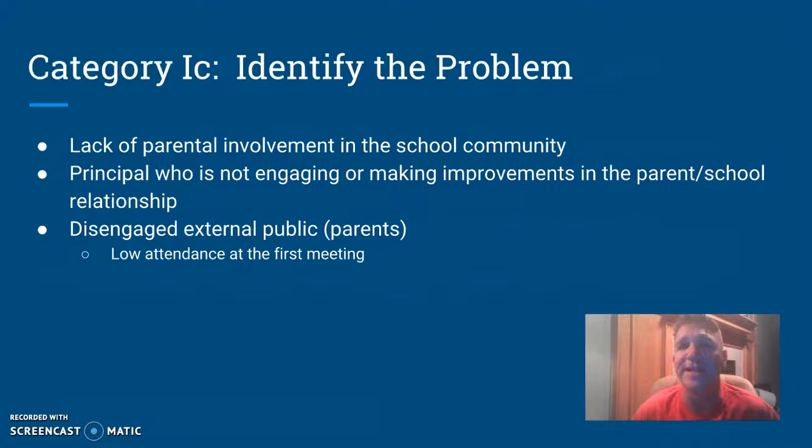Category 1C asks me to identify the problem, and the obvious problem here is we have a lack of parental involvement in this school community. Next, we have a principal who's currently not engaging or taking steps to improve the parent and school relationship. And one of our external publics, our parents, are completely disengaged, and this is evident from the low attendance at the meeting scheduled by the assistant principal.